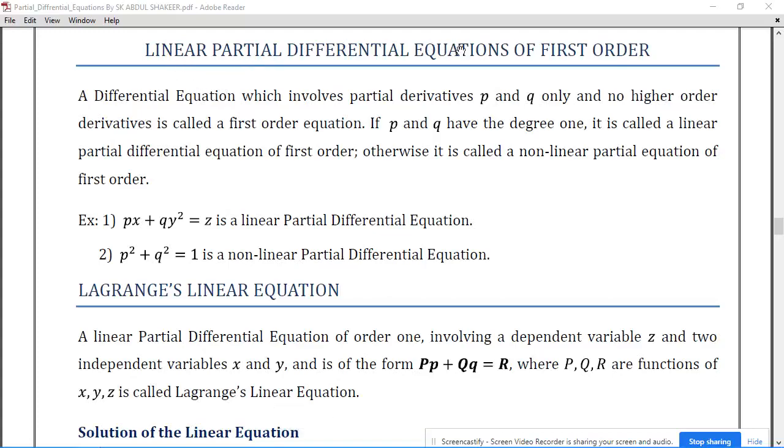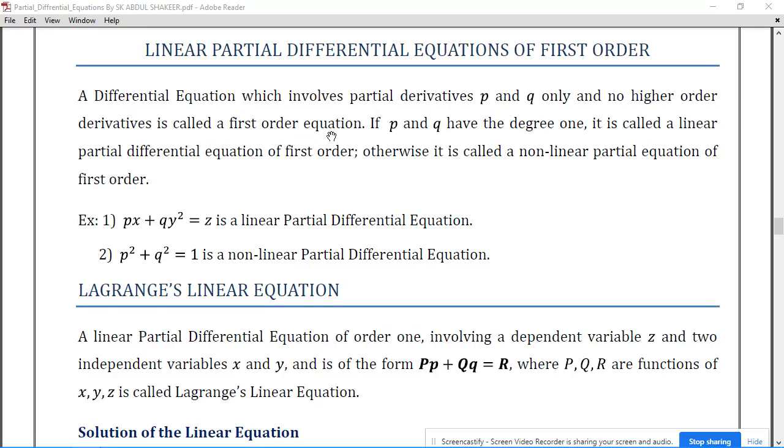Linear partial differential equations of first order. Definition: a differential equation which involves the partial derivatives p and q only, where p and q are first order partial derivatives. p is ∂z/∂x and q is ∂z/∂y, and no higher order derivatives, is called a first order equation.